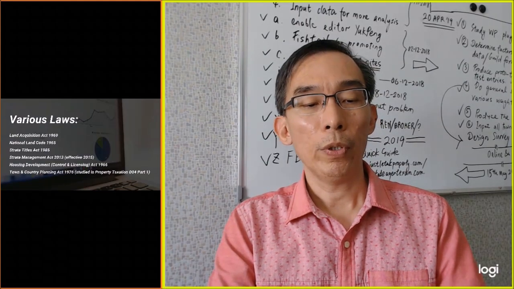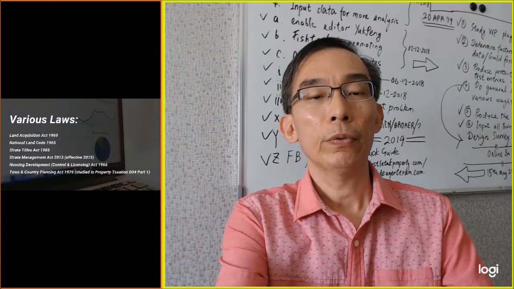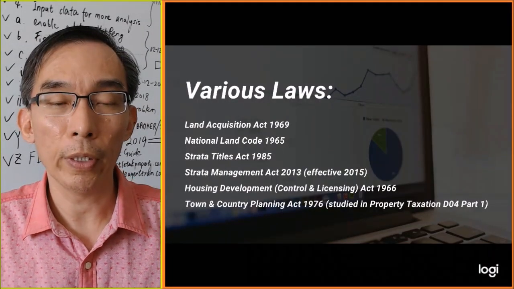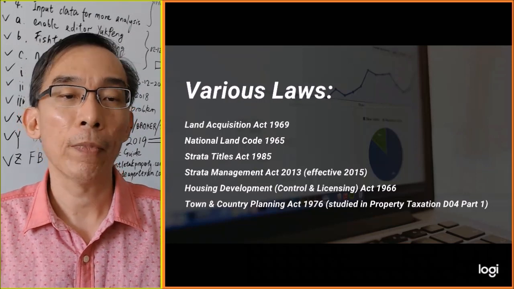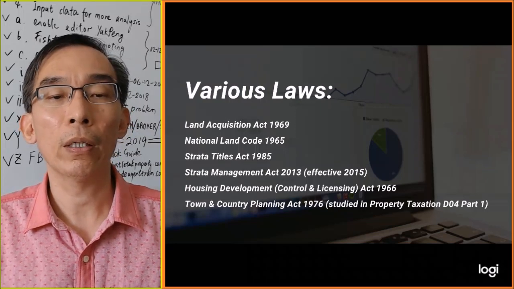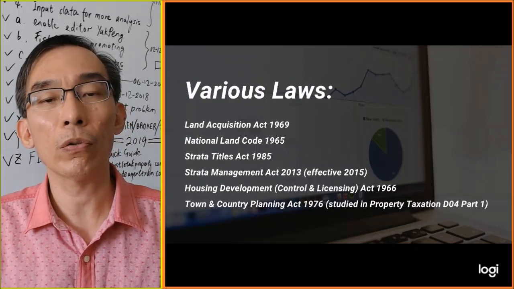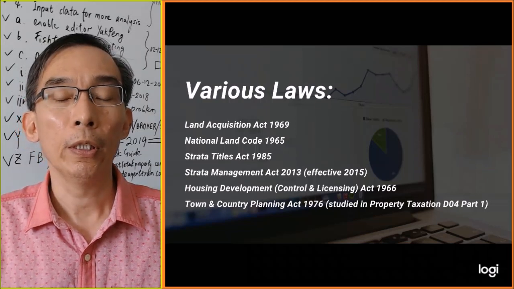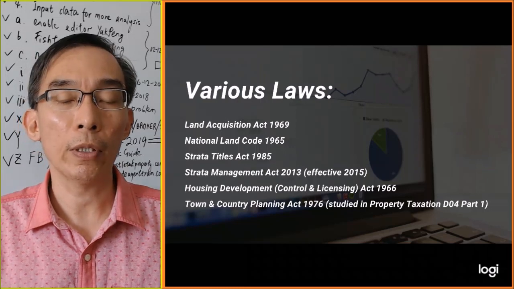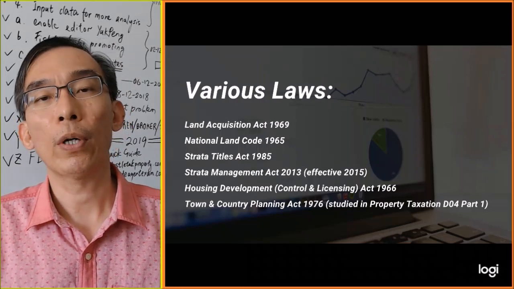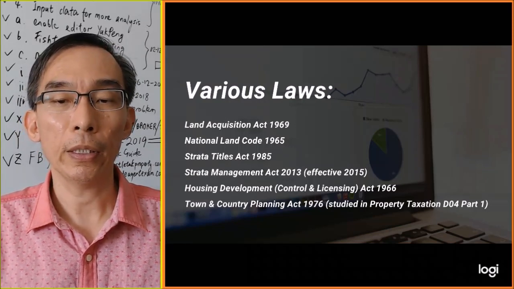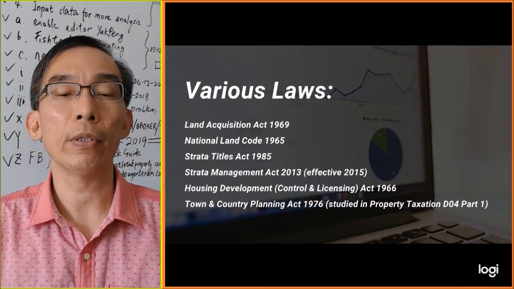Now I blow this up to be seen more easily for you. Among the law subjects in Part 2, this is the one with the most number of acts. You can see the Land Acquisition Act 1969, the National Land Code 1965. In fact, the National Land Code is already a big amount of material to study. Strata Titles Act 1985, Strata Management Act 2013, Housing Development Control and Licensing Act, which is the Developer Act, 1966, and then the Town and Country Planning Act 1976.